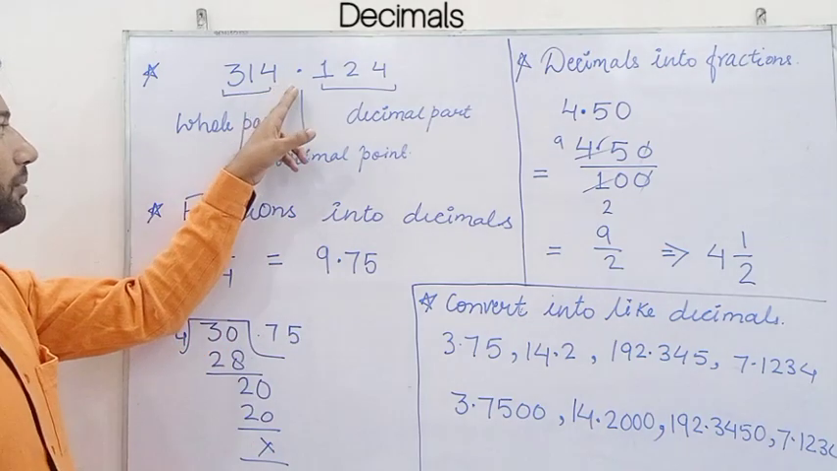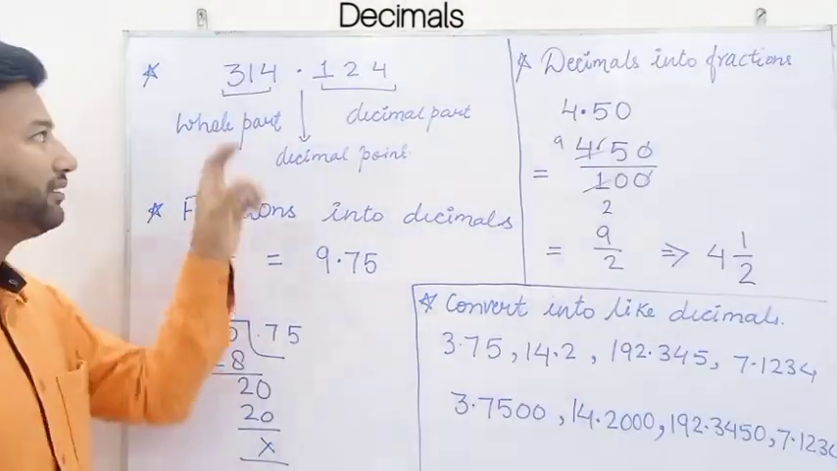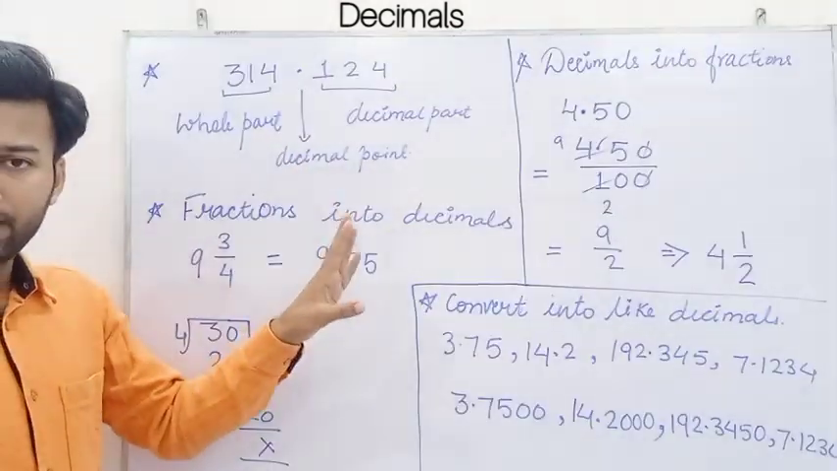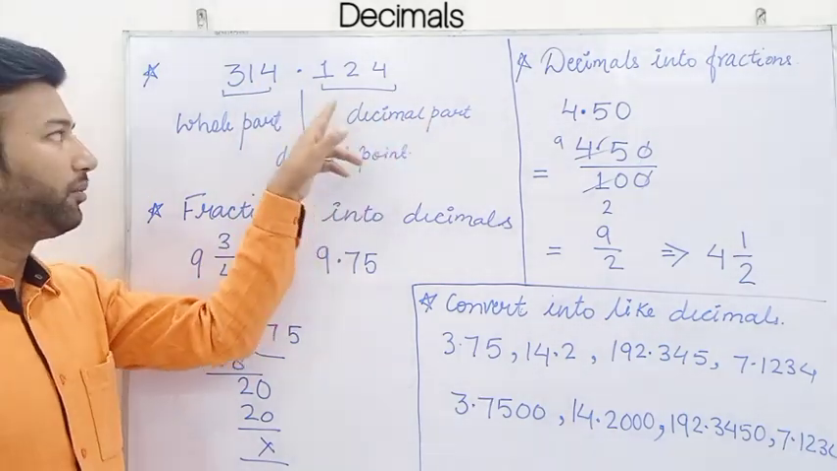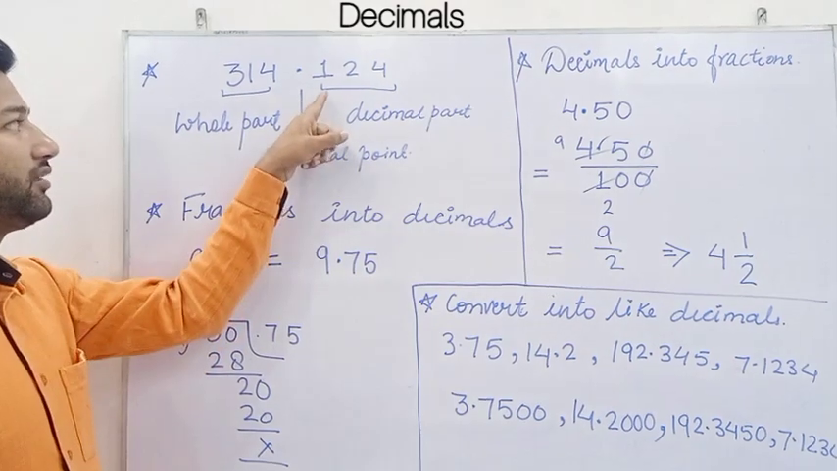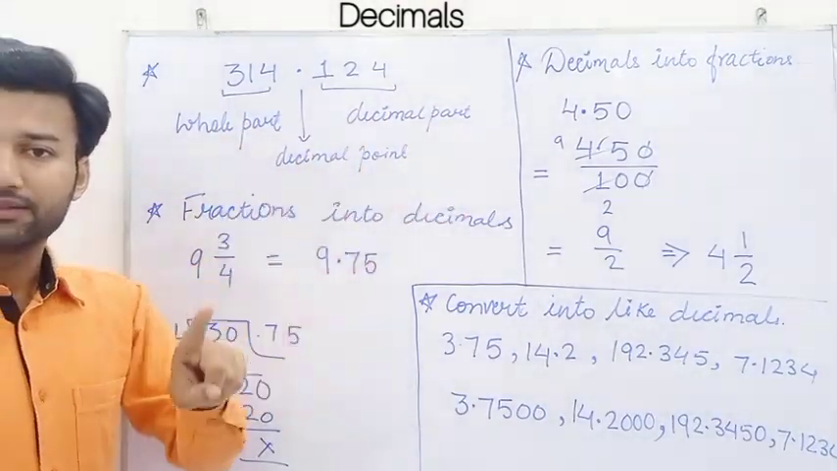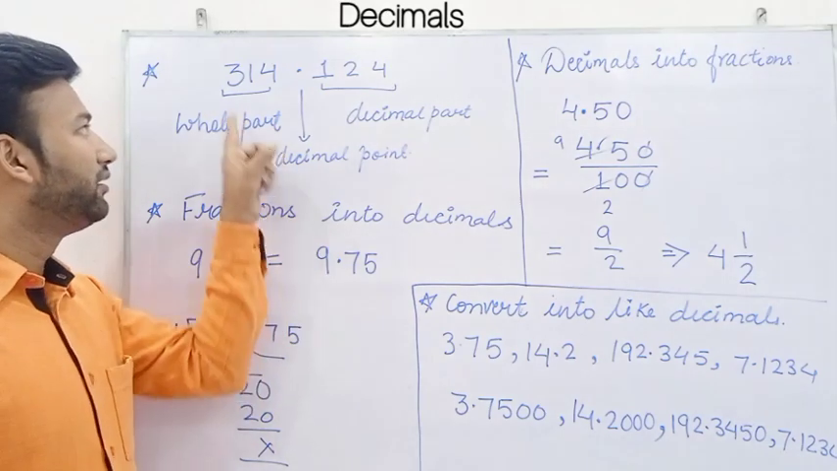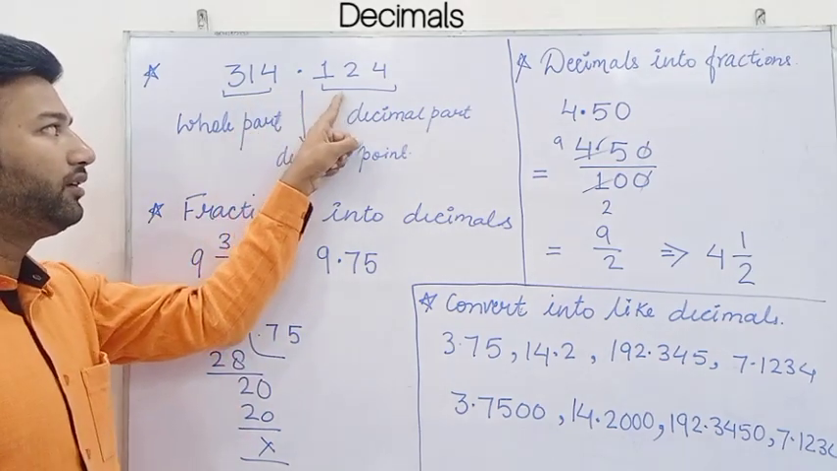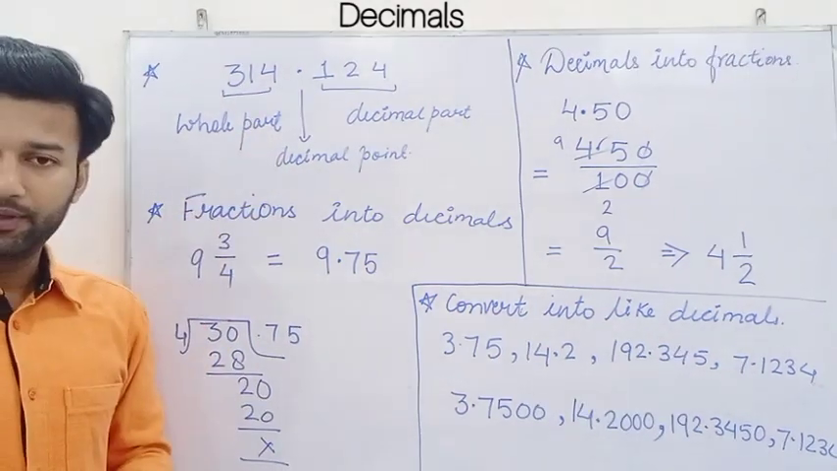This is the part before the decimal. The part before the decimal we will read like this, 314, okay? And after the decimal we will read 124. Never read it like 314.124 as one number; this is wrong. Read it as 314 point 124. Okay? And remember one more thing.